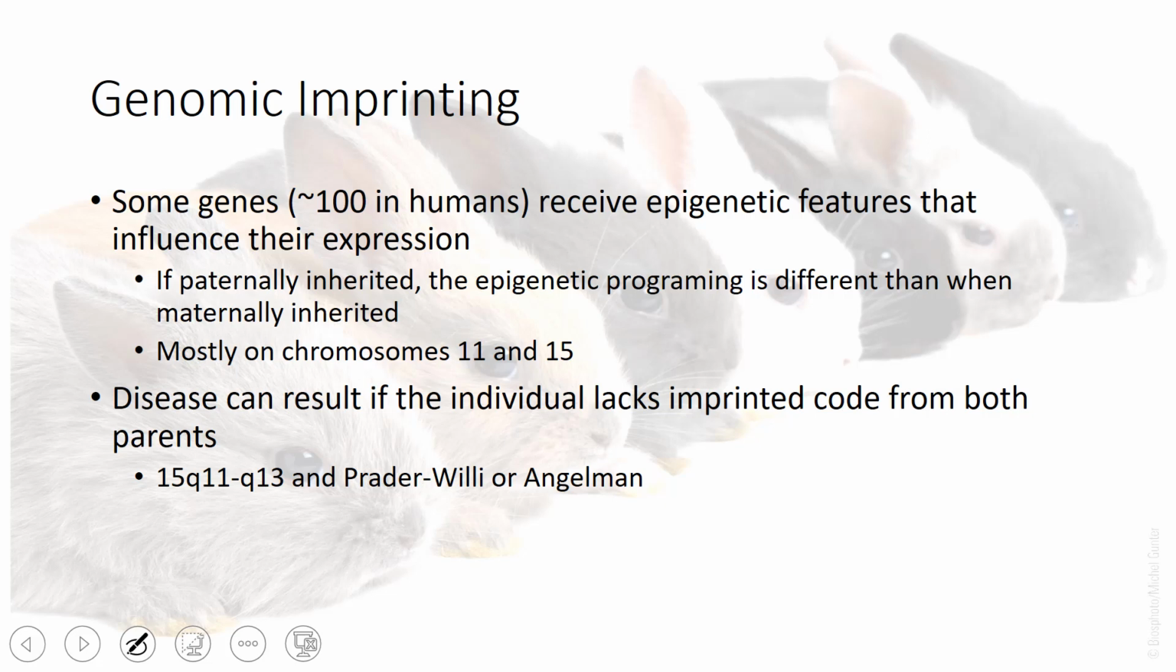So for example, we've got a section on the long arm of chromosome 15 from the 11th to the 13th band, where if you only have the maternal imprinting, it's called Prader-Willi syndrome. And so there are a couple ways you can get that. One is if you just completely lack the paternal chromosome at that section and you only have one copy of the maternal. If you were missing the entire paternal chromosome 15, you would not be viable. But if you were just missing that portion of chromosome 15, that's one way it can happen.